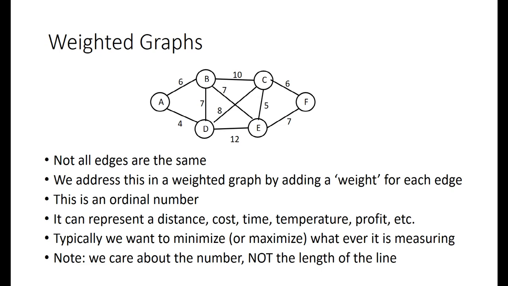In fact, they are the same length, but they have different weights, different numbers associated with them. It's just the way it got drawn. It's not important to solving the problem. All we care about as far as the shape of the line is which vertices it connects.